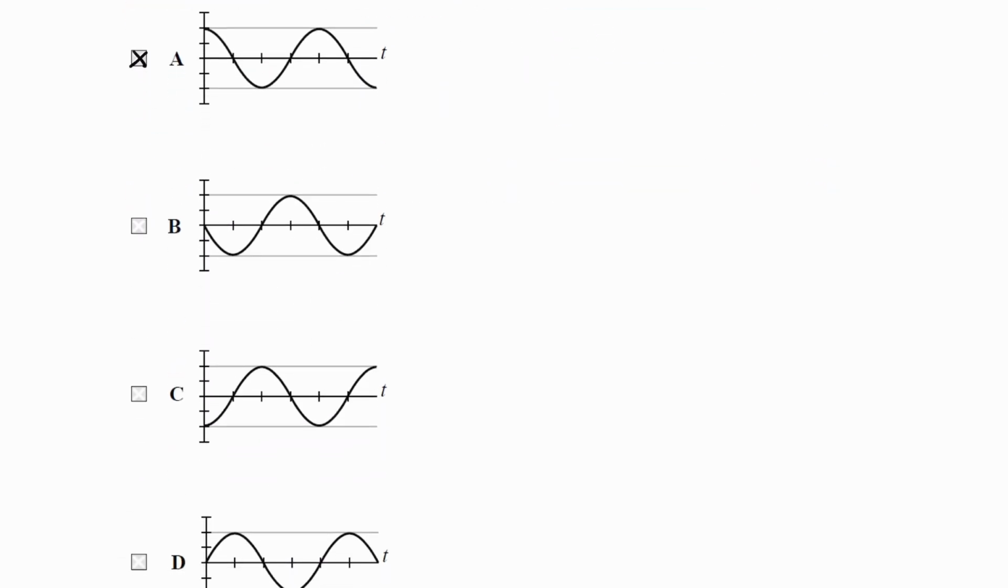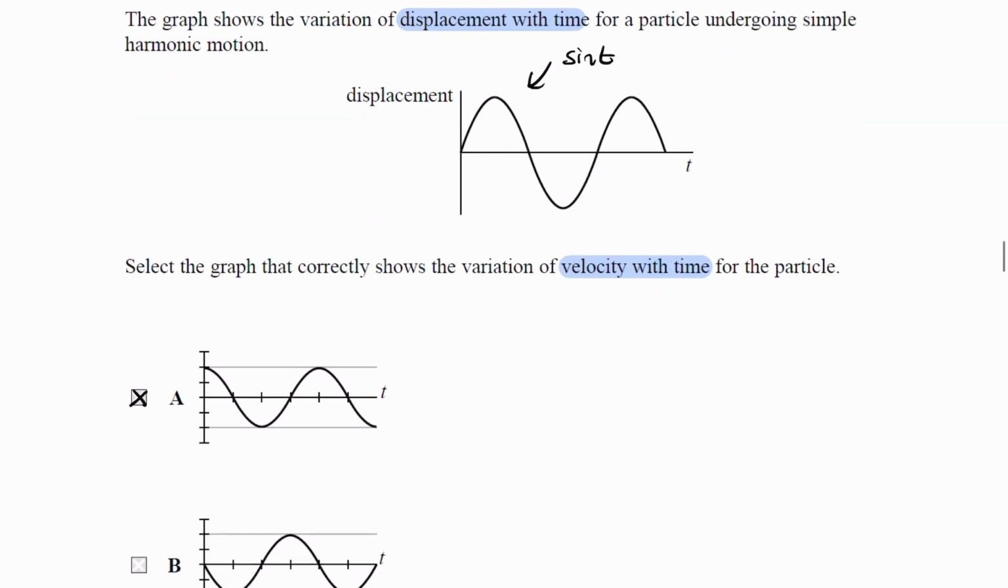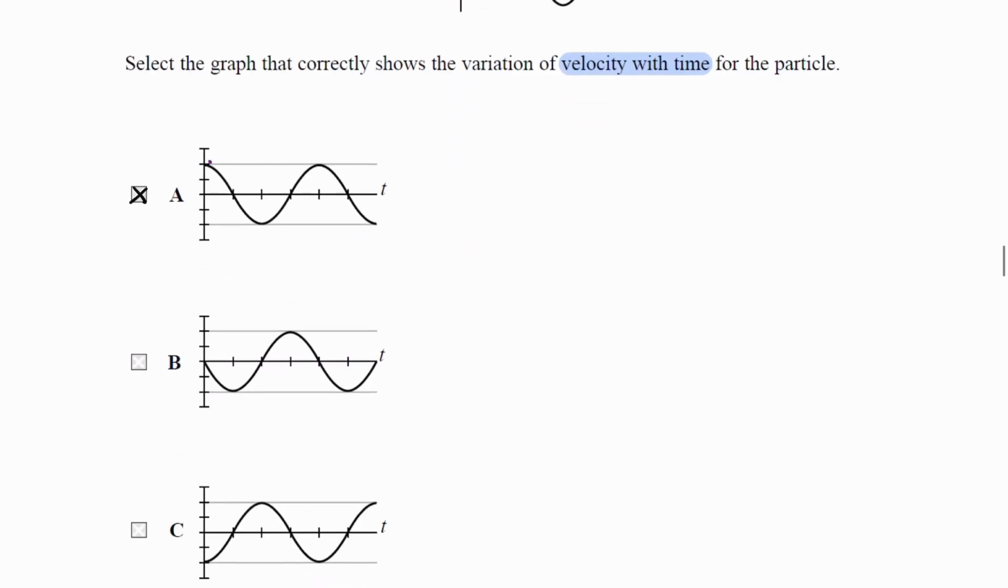We can also do this using gradients, so looking at the graph, the gradient of this graph tells us the velocity. Gradient of a displacement time graph gives us the y-coordinates for a velocity time graph. Initially, the gradient is a max positive value, so therefore the velocity, the y-coordinate for the velocity time graph, should be a max positive value. That again corresponds to A.